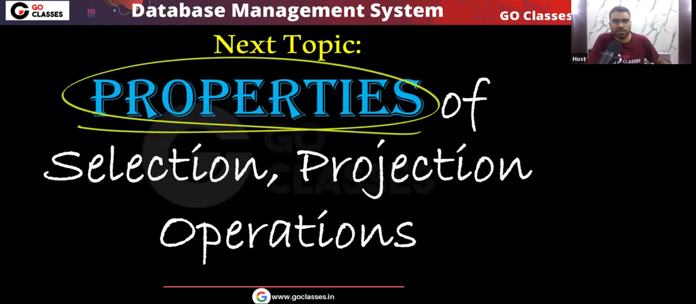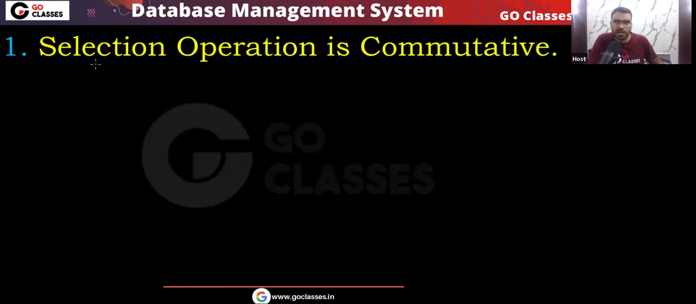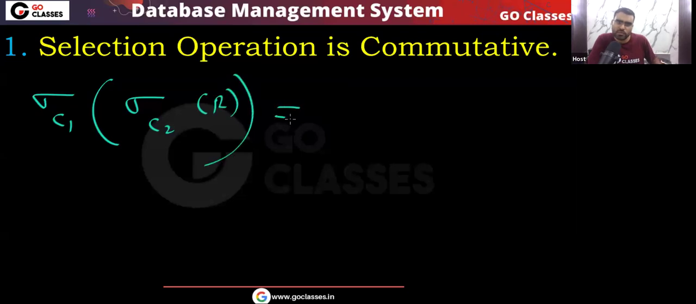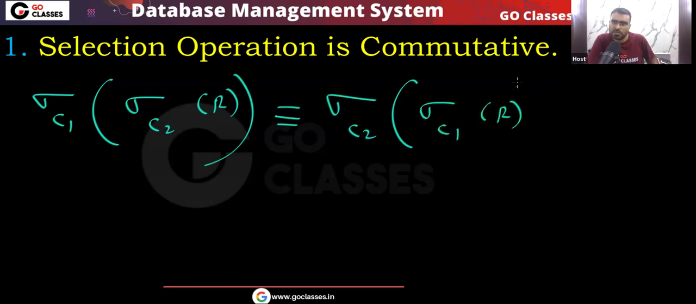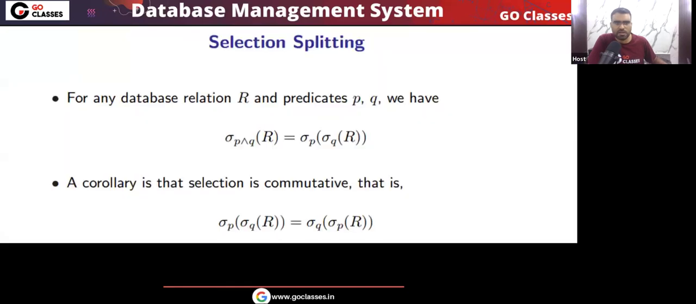Now let's see properties of selection and projection operation. First, tell me, this property we have already seen. Selection operation is commutative, yes or no? We have already seen that selection operation is commutative. This is the same as this, and this is the same as C1 and C2 are. So selection operation is commutative. This we have already seen.